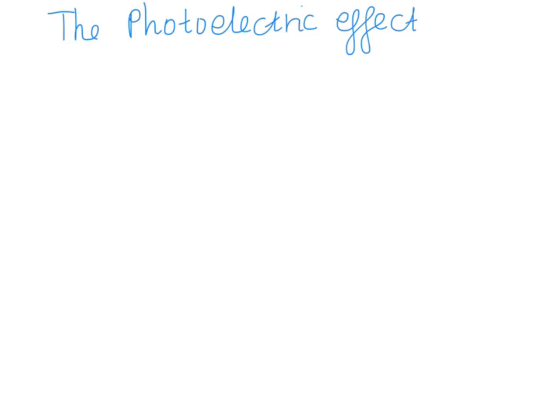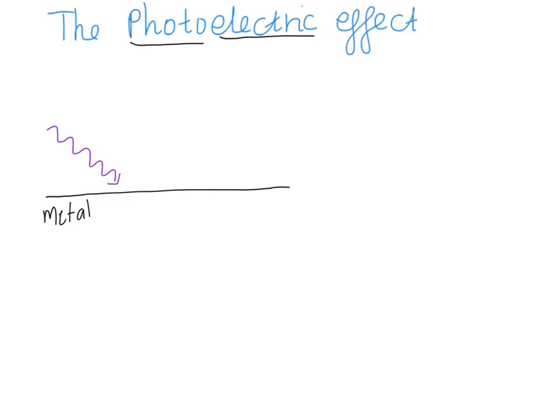In this short video, we will look at the physics of the photoelectric effect. Now, the photoelectric effect is so called because it involves photons, or bits of light, and electrons, negative charges. What happens with the photoelectric effect is you have a metal surface and you shine some light on it, and you get electrons coming off the surface of the metal. Like so.